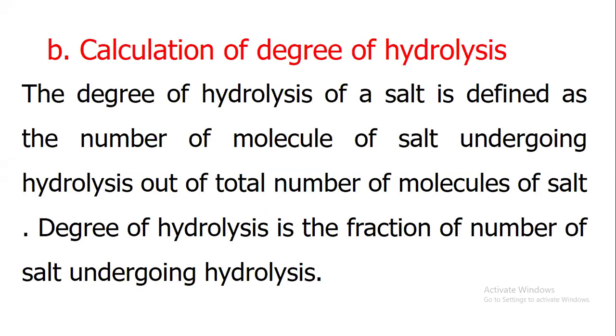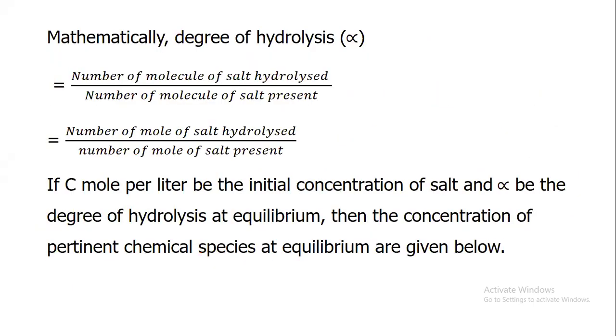Calculation of degree of hydrolysis. The degree of hydrolysis of a salt is defined as the number of molecules of salt undergoing hydrolysis out of the total number of molecules of salt. Degree of hydrolysis is the fraction of salt undergoing hydrolysis. So mathematically, degree of hydrolysis alpha equals number of moles of salt hydrolyzed over number of moles of salt present.